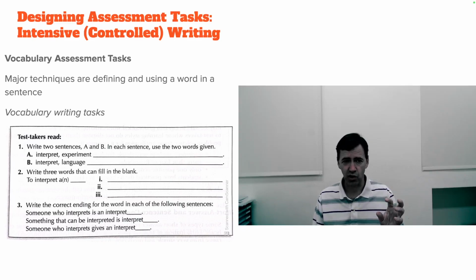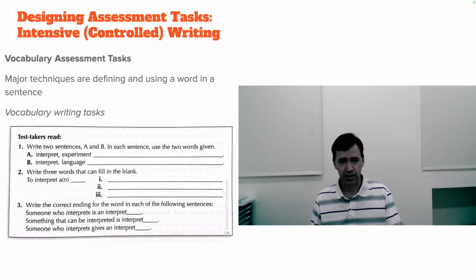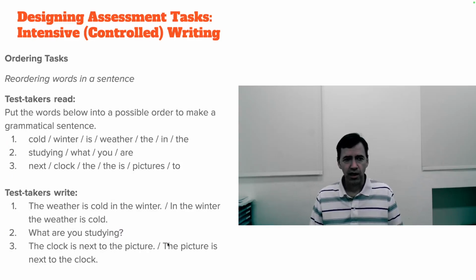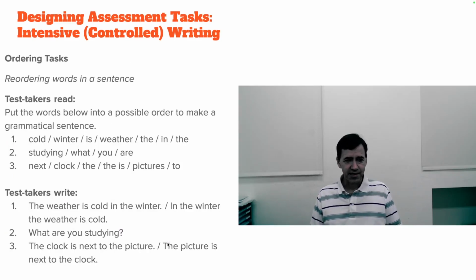So here you have to know what the word means and you have to be able to use it in a sentence. So this one's a little bit more challenging. Number 2, write 3 words that can fill in the blank. And then number 3, write the correct ending for the word. So here it's more about the form. Okay, so meaning and form together.